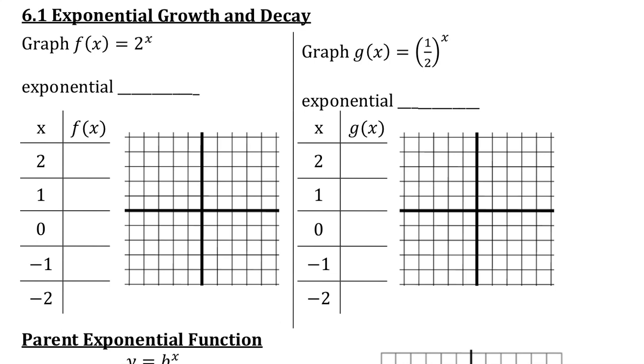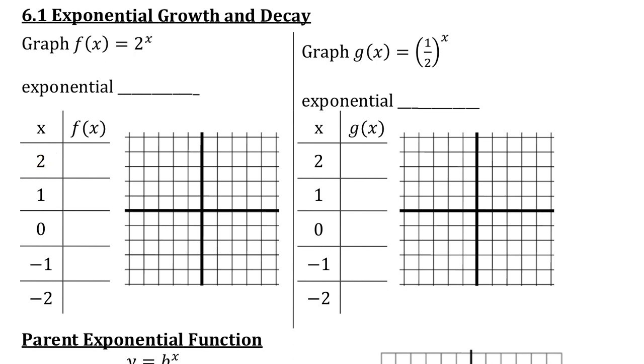Okay, chapter 6 is on exponential and logarithmic functions. So let's start with an exponential function. An exponential function is when the variable is in the exponent place, and that's why we call it exponential. We're going to graph f of x equals 2 to the x using a table so we can get the shape of the graph, and then we'll make some generalizations.